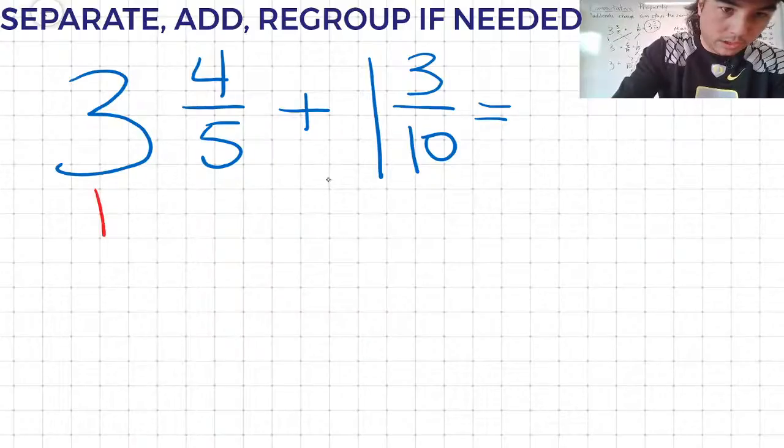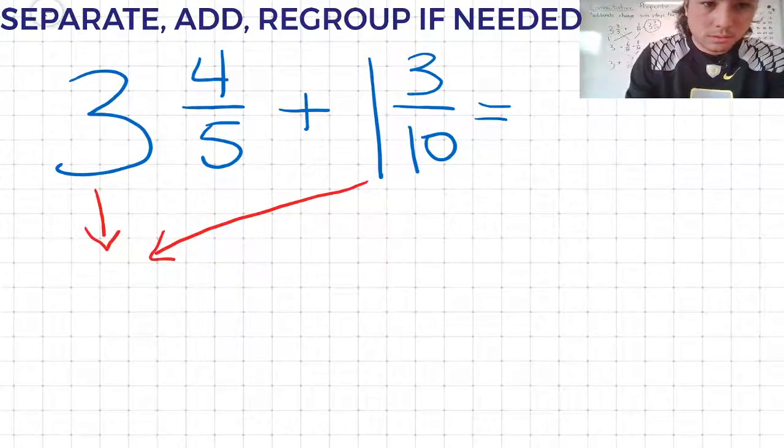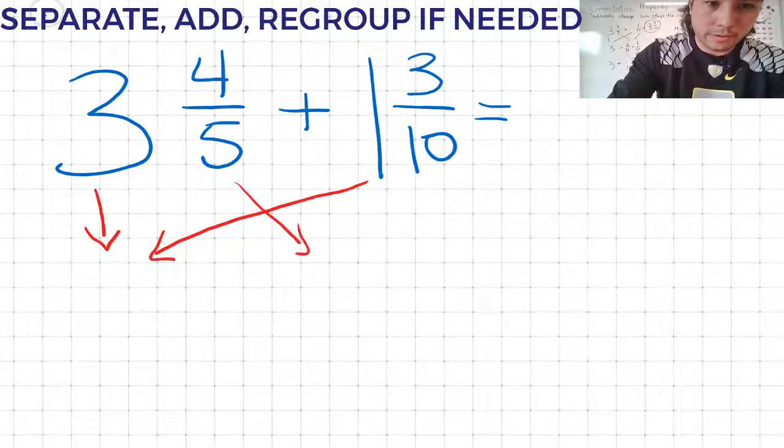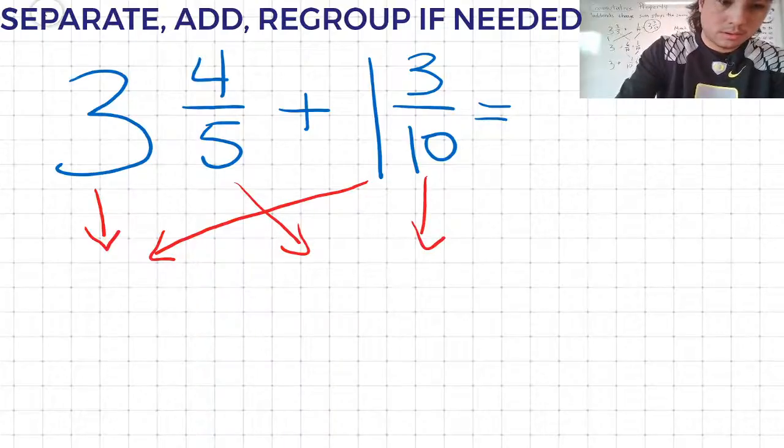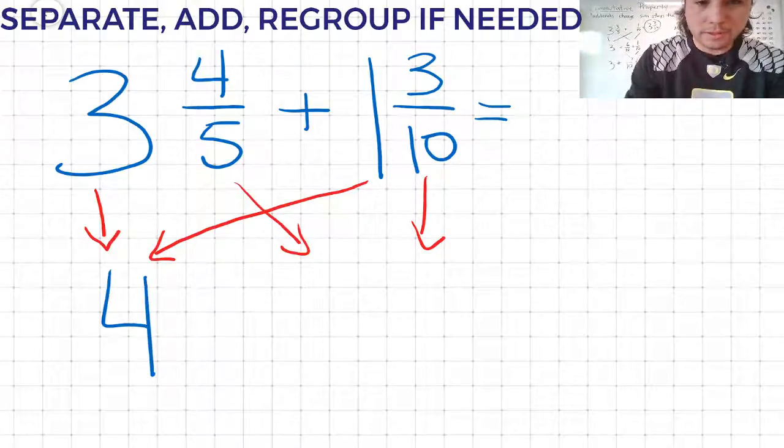So 3 plus 1. And then 4/5 plus 3/10. 3 plus 1 is 4. And then 4/5 plus 8/10.